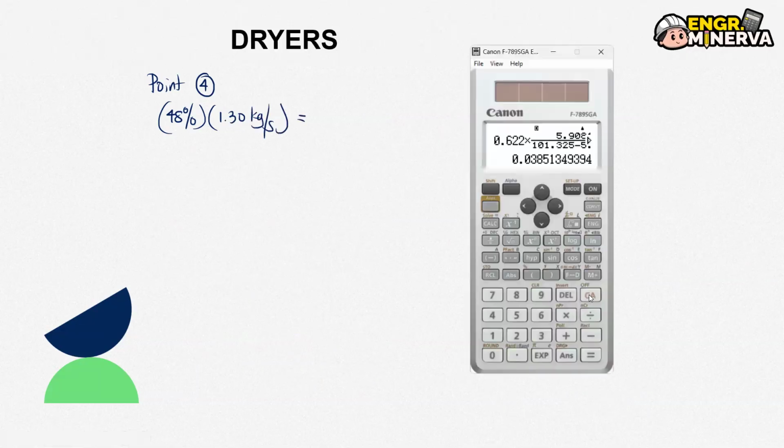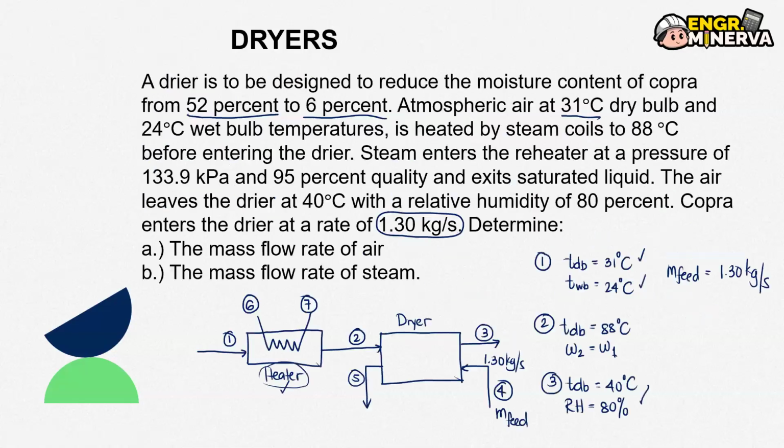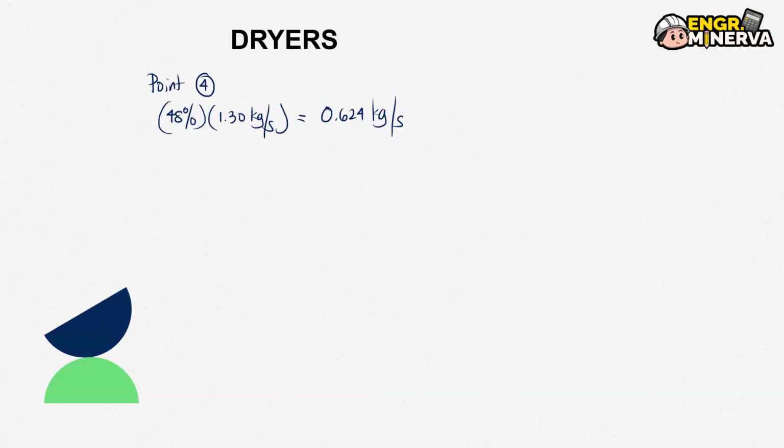Because the principle is that the solid is the same, right? Okay, so 0.624 is the mass of solid in the products. Okay, next. It will become 6% moisture content. Since the solid is constant, it means the solid is the mass of the solid of the final product.